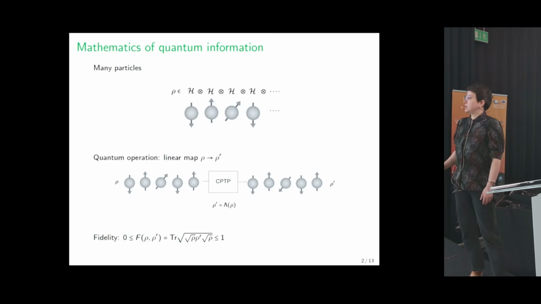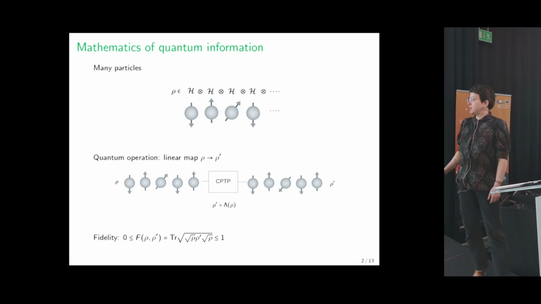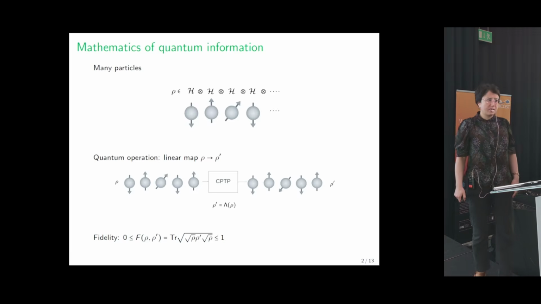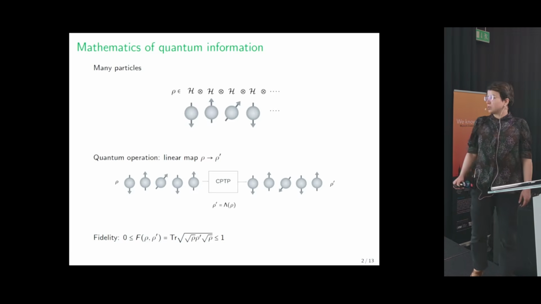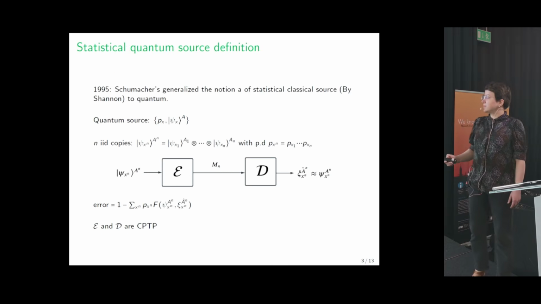And also, you're familiar with the notion of fidelity. If the fidelity between two states is equal to 1, it means that they are exactly the same, and if it's 0, it means that they are orthogonal. For mixed states, the fidelity is defined like this.